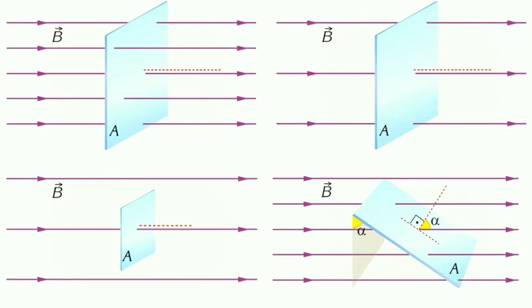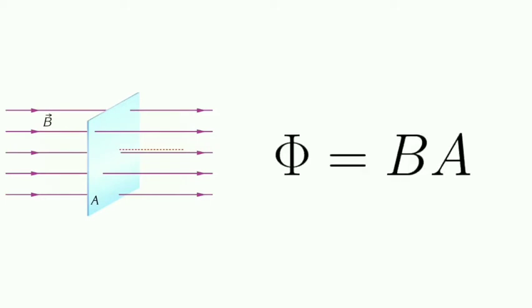But how can we calculate the magnitude of the magnetic flux? Well, it can be found by multiplying the magnetic field strength by the area of a surface through which the magnetic field lines are passing. This is B, magnetic field strength, and this is A, area. And the flux is denoted with the Greek letter phi. This equation can be used when the plane of the surface and the magnetic field lines are perpendicular.